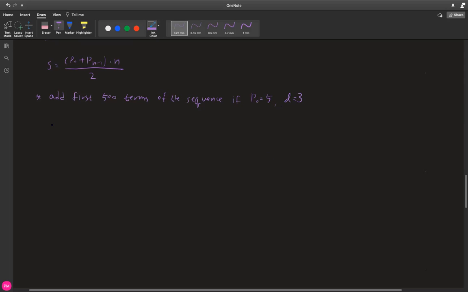So if you're adding everything, the first term will be 5, second will be 8 because you're adding 3, the third will be 11, and it'll continue. So you're simply adding these numbers together.